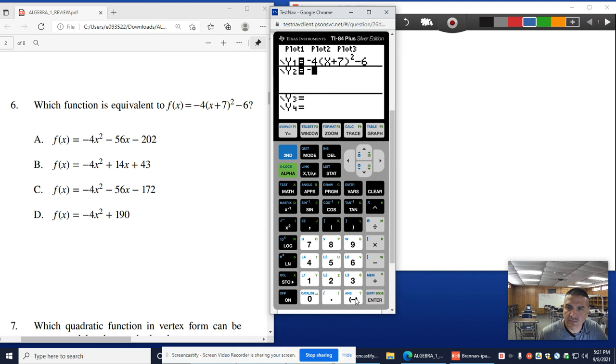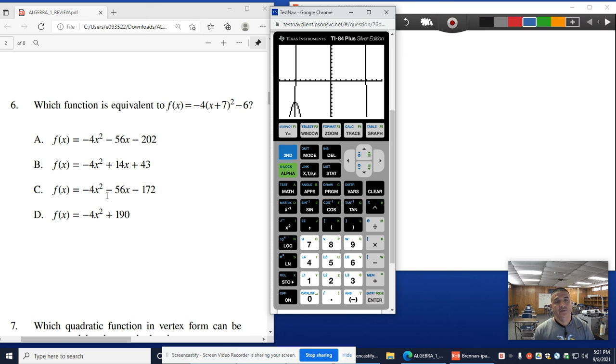-4x squared plus 190. No. Well, anyway, never mind. B, C, and D, all you saw the graph not land on it. So A is actually it.